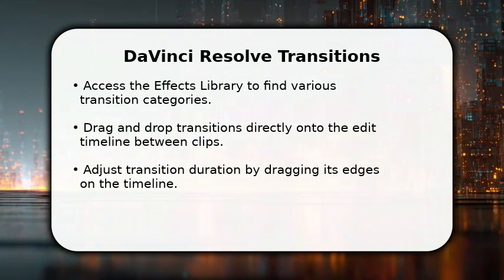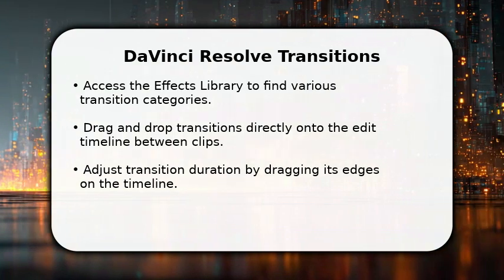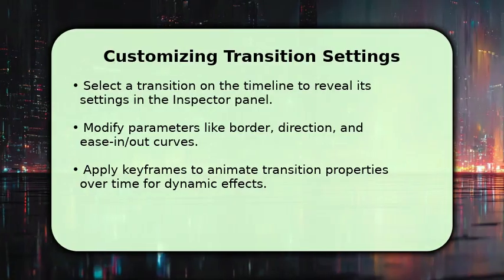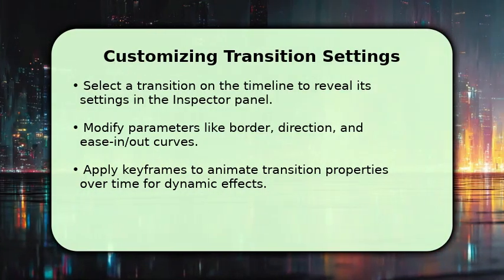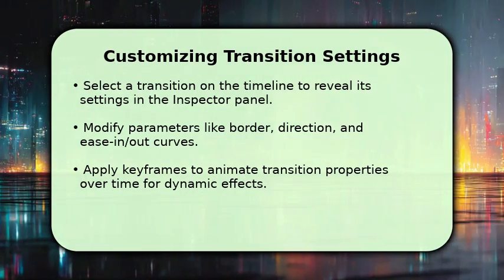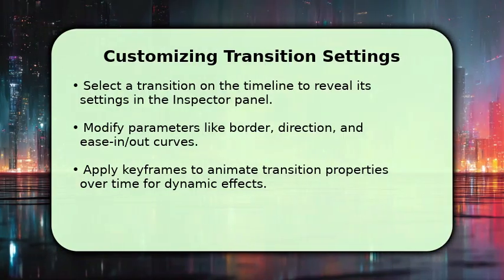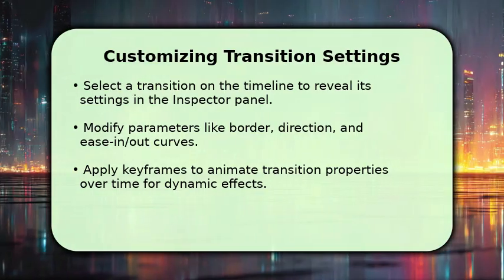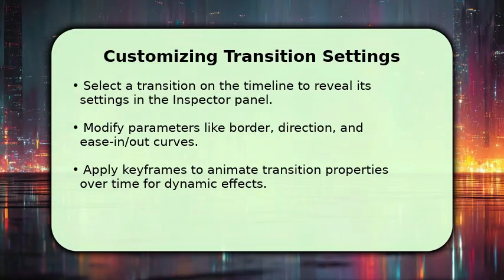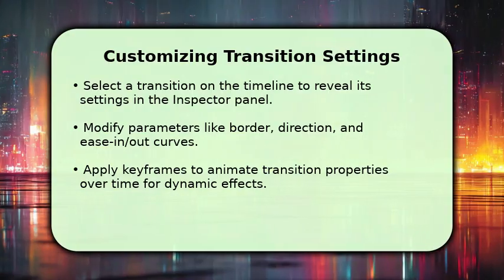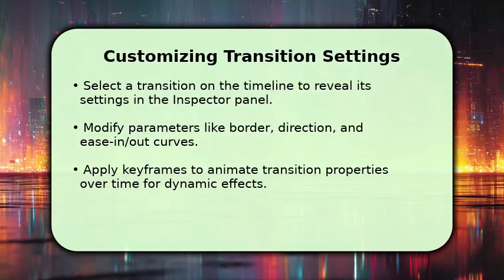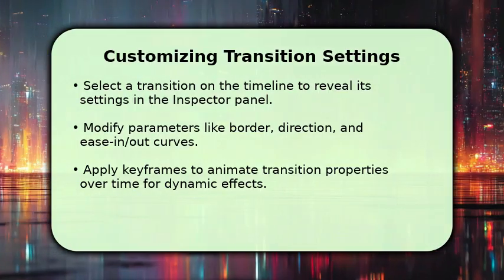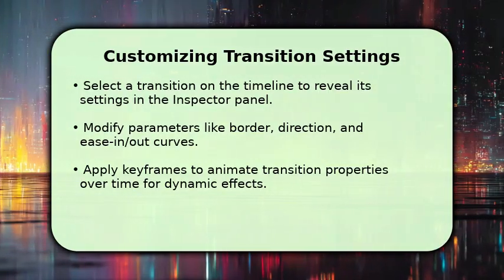You can then easily adjust its duration by clicking and dragging its edges. Once a transition is placed, select it on your timeline to open the inspector panel on the top right. This panel offers extensive customization options. You can adjust parameters such as the border width and color, change the transition's direction, or fine-tune its ease-in and ease-out curves for a smoother feel. For advanced control, utilize keyframes to animate specific properties, creating truly unique and dynamic visual shifts between your footage.